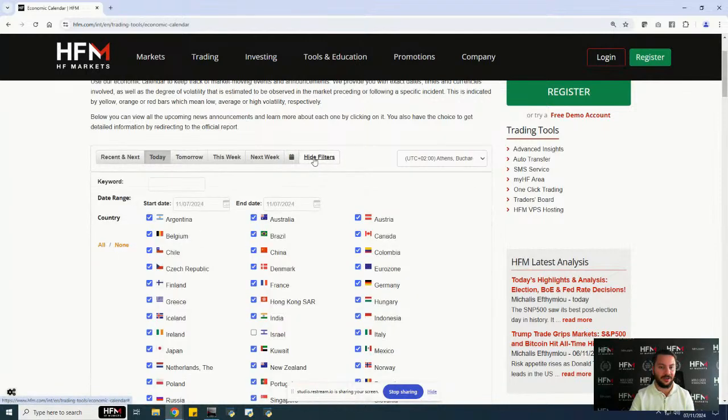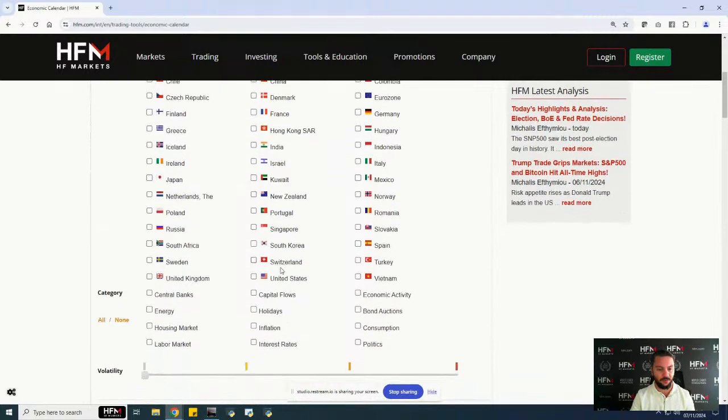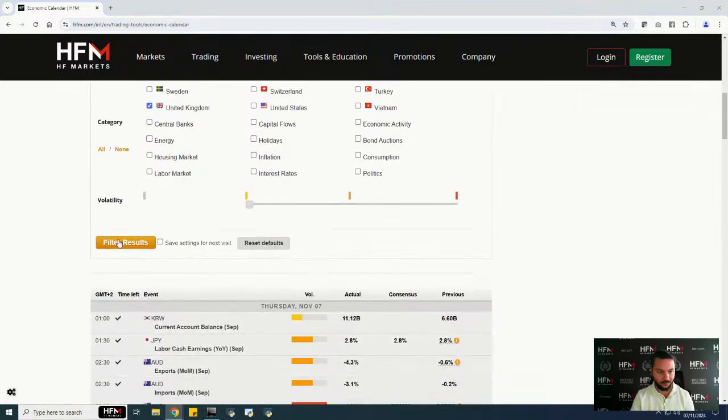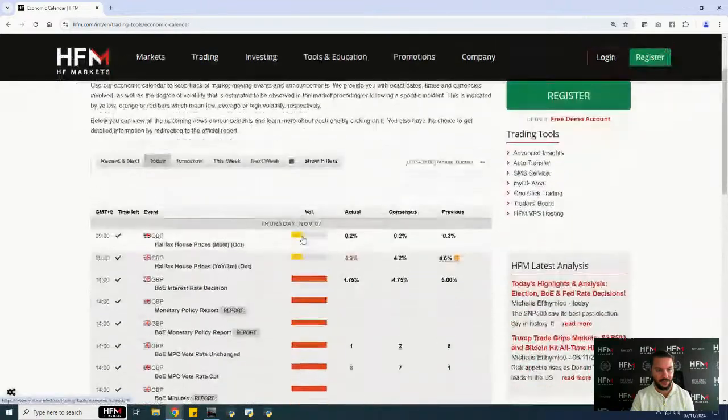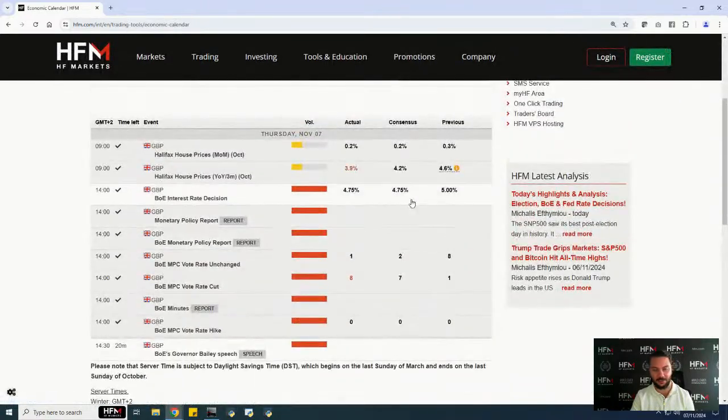So, in order to get rid of those announcements, because today we're not looking at the market in general, we're looking at something specific. For the moment, we're looking at the BoE's rate decision. So I'm going to remove all of the countries. I'm only going to add the United Kingdom, and I'm not going to include the yellow bars and above as well. So let's filter that. And here we go. We got the Bank of England here, ladies and gentlemen.